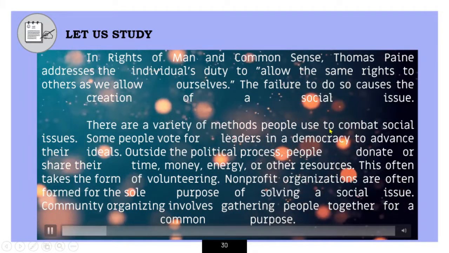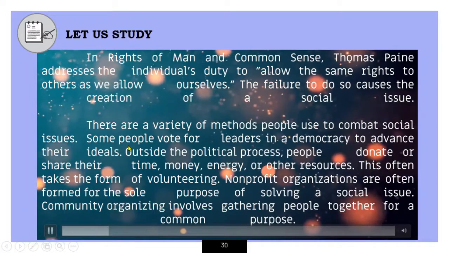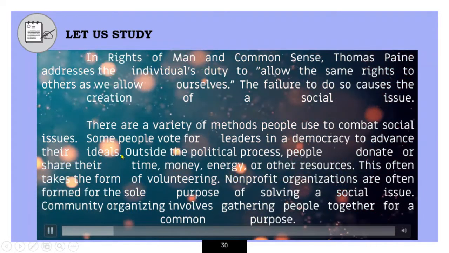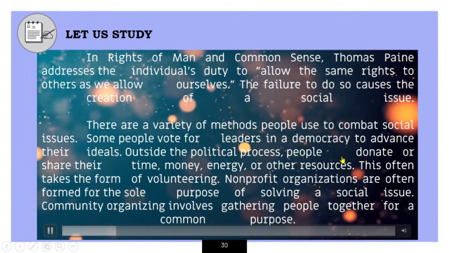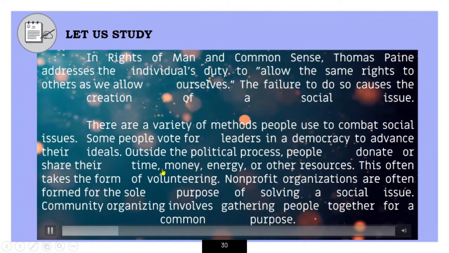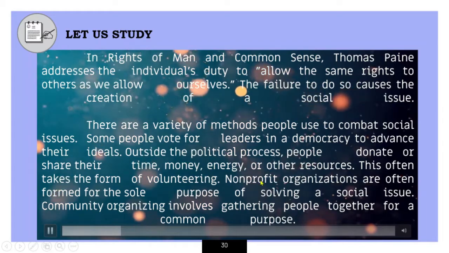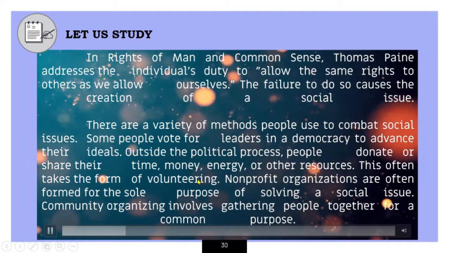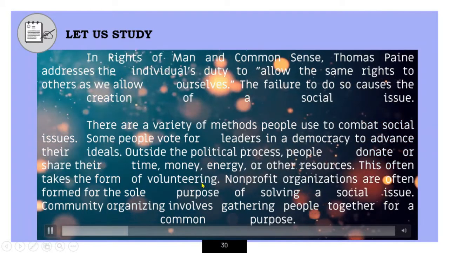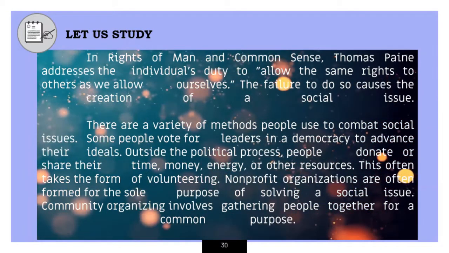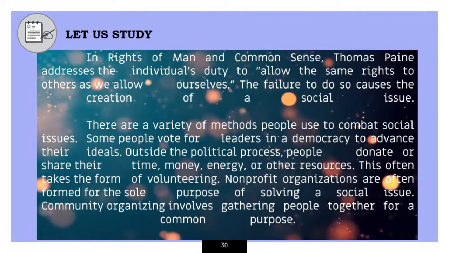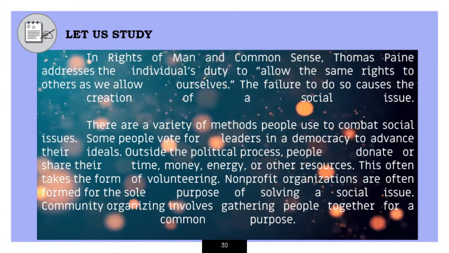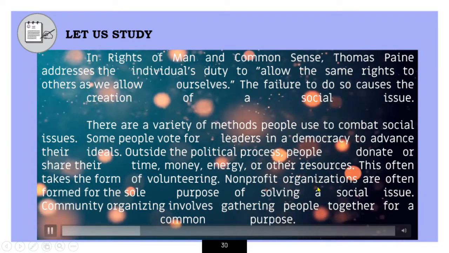There are a variety of methods people use to combat social issues. Some people vote for leaders in a democracy to advance their ideals. Outside the political process, people donate or share their time, money, energy, or other resources. This often takes the form of volunteering. So, class, when you volunteer, it means you are a person who wants change. You want to help the society or the community. We call that act community service.